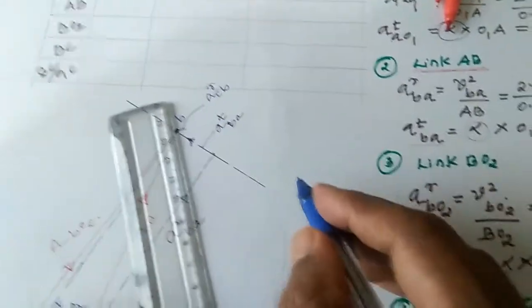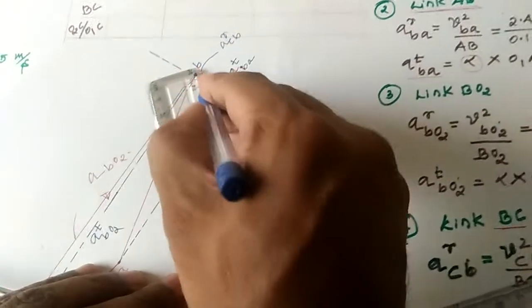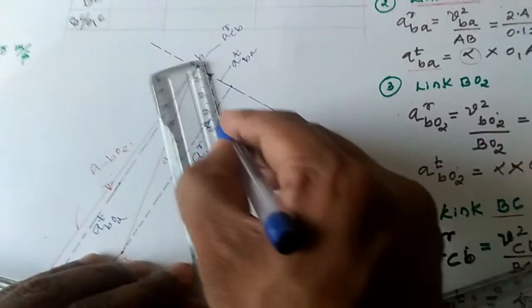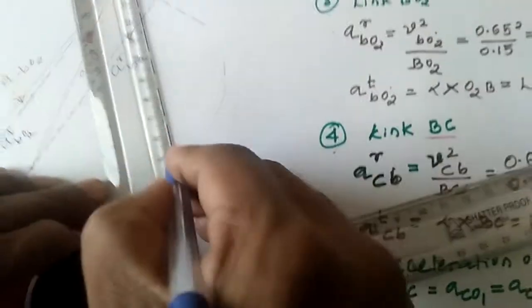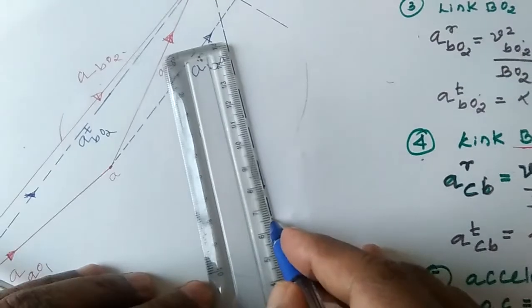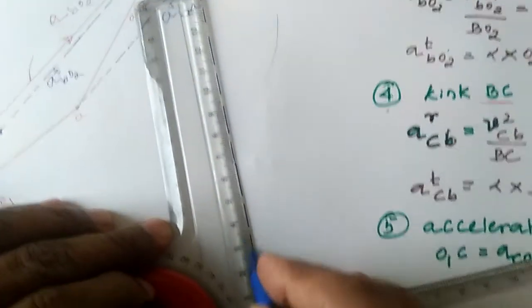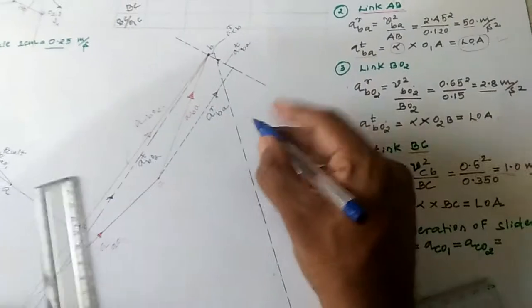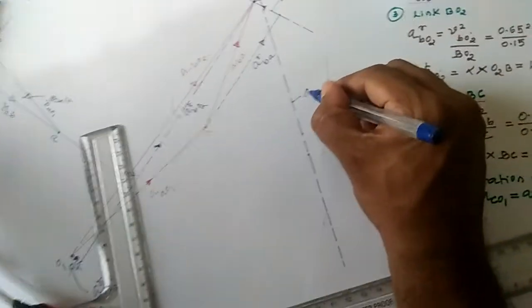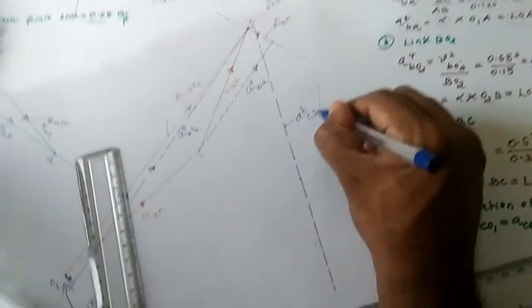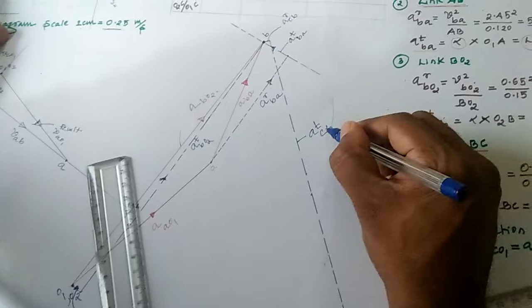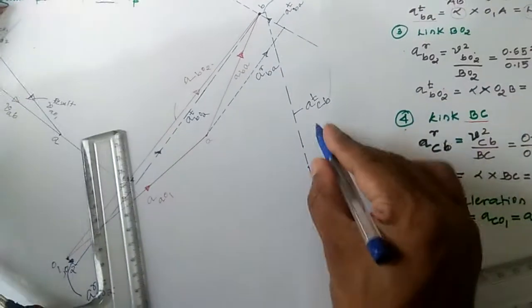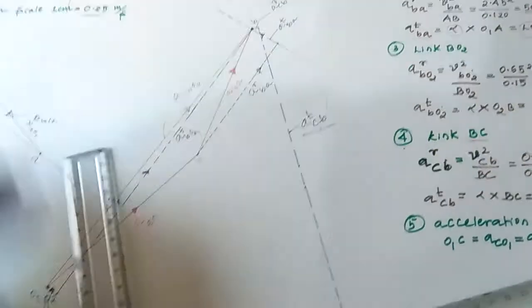Then what is the tangential? Tangential is exactly perpendicular to this. You draw the perpendicular. Can you find it? I drew it here also, perpendicular. You have to draw the perpendicular. That becomes the tangential of CB. Still you don't know the total acceleration.